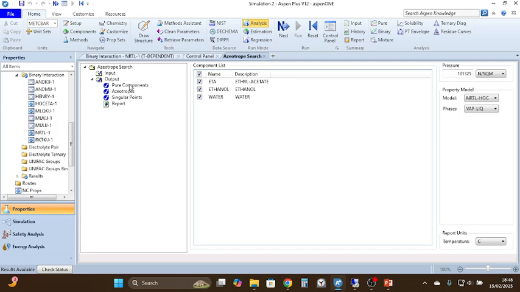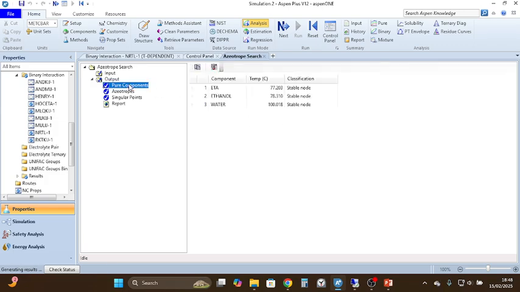Over here, these are the pure component data. For the components ethyl acetate, ethanol and water, the boiling points are given to us. Water is at 100 degrees Celsius, ethanol is 78.3, and ethyl acetate is 77.2. And you can see the classification is given as stable node.